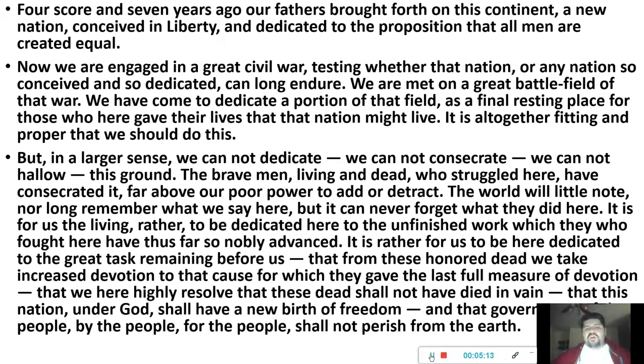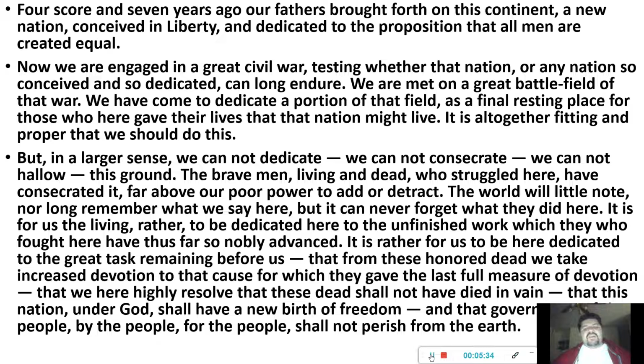The world will little note, nor long remember what we say here, but it can never forget what they did here. It is for us, the living, rather, to be dedicated here to the unfinished work which they who fought here have thus so far nobly advanced.